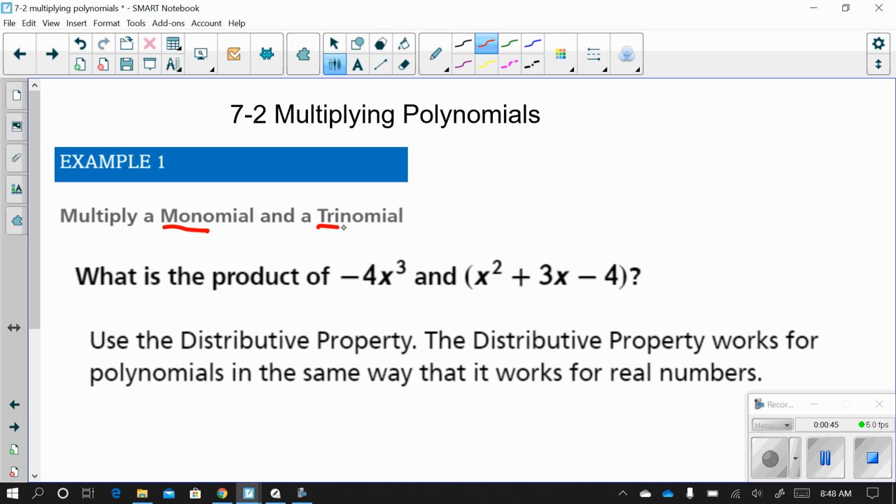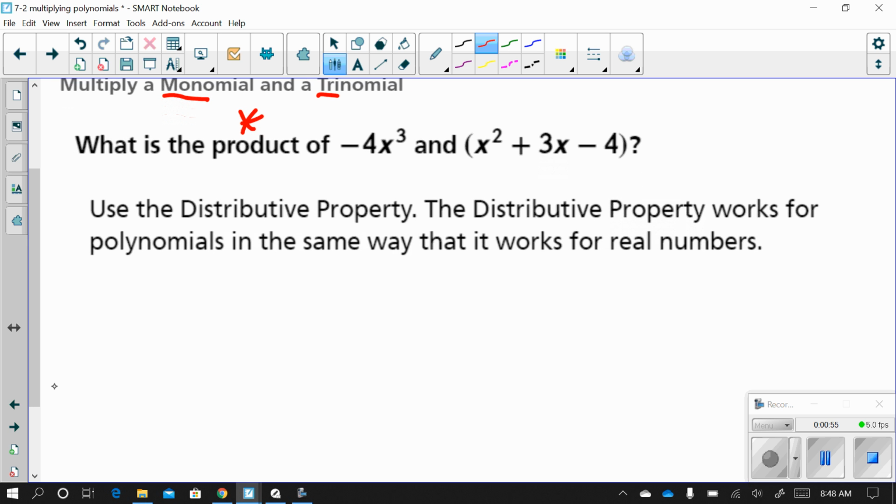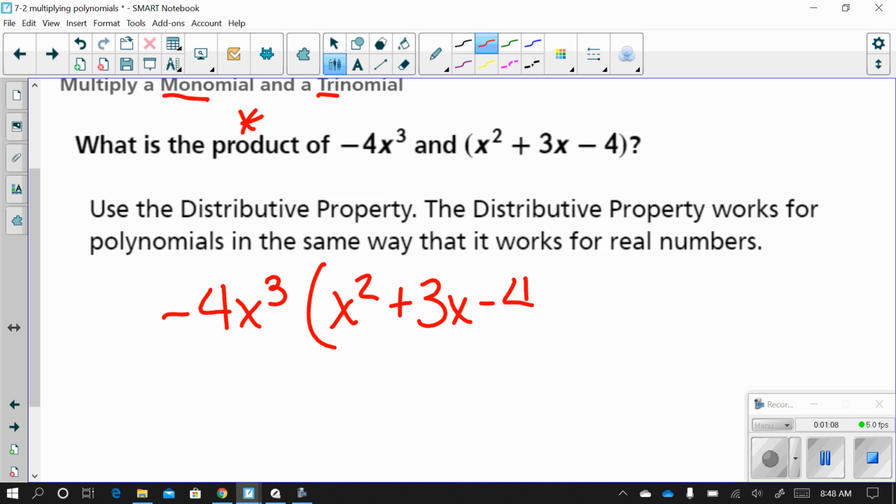Okay, so we're going to use the product of negative 4x cubed and x squared plus 3x minus 4. Remember, product means multiply. So to do this, we're just going to use the distributive property. The distributive property works for polynomials in the same way that it works for real numbers. So I'm going to rewrite this, negative 4x cubed times parentheses x squared plus 3x minus 4. And just like it said, all we're going to do is distribute.